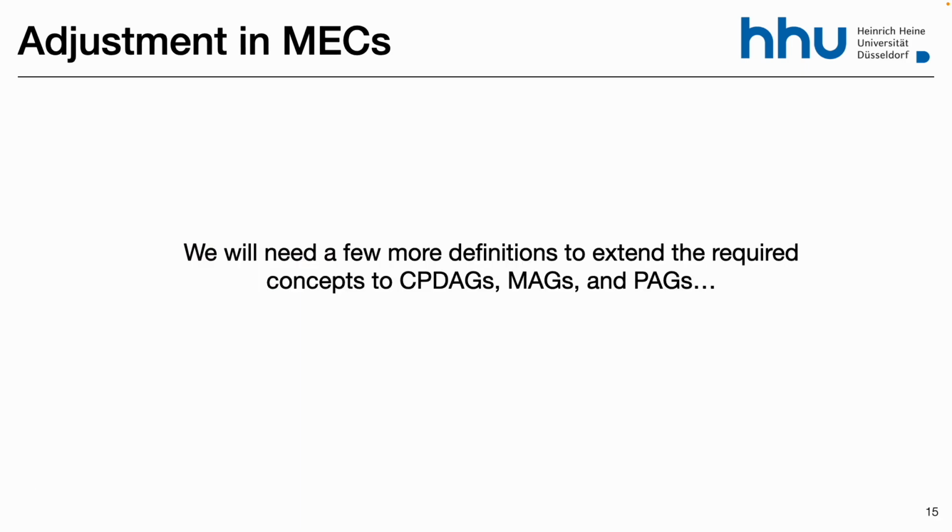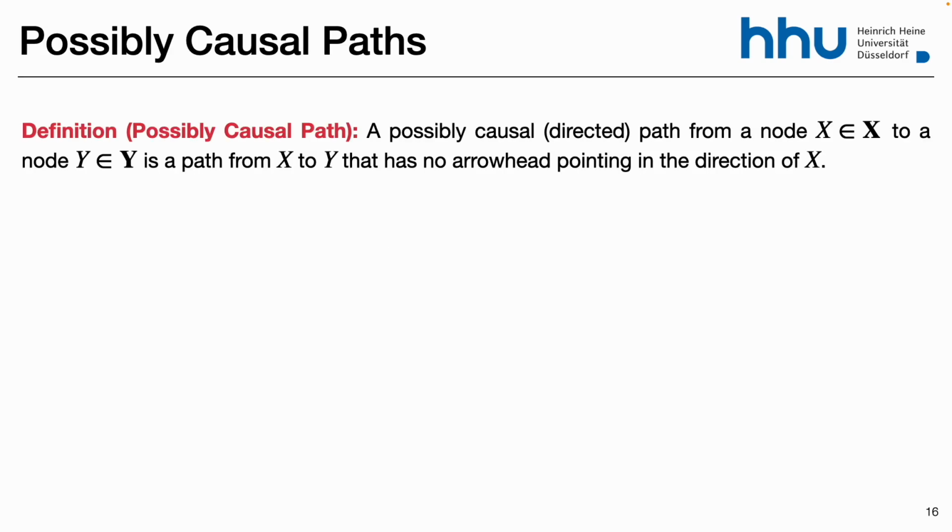So to see this adjustment in Markov equivalence classes, we again need more definitions. Let's see the first one. Now it's a possibly causal path. We are now in PAGs, right? So there are these circles that are just representing possibilities. So a possibly causal path is just a path that is possible to be causal, right? So it's a possibly causal or directed path from a node X to a node Y. It's a path from X to Y that has no arrowhead pointing in the direction of X. It's just like a directed path completely.